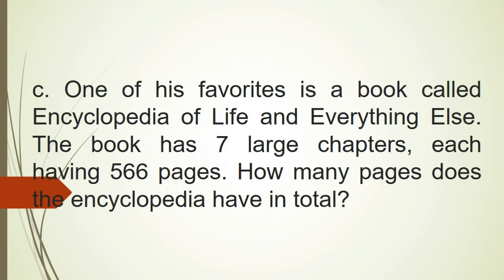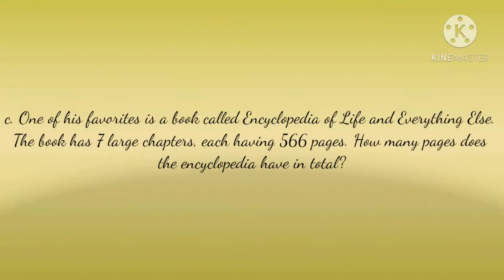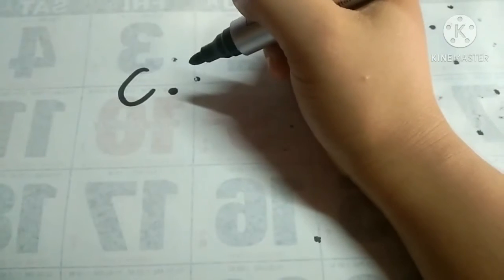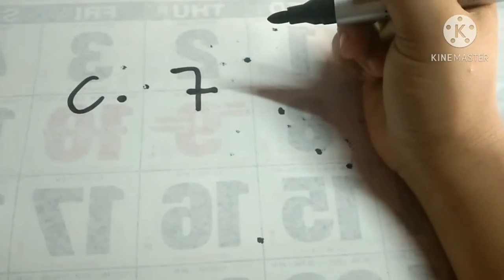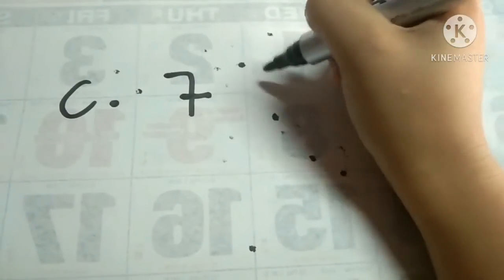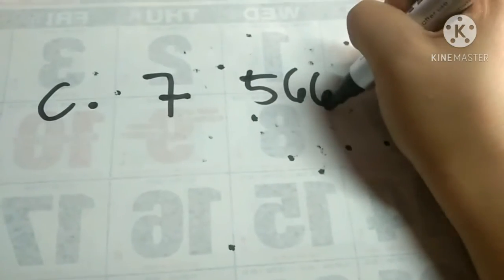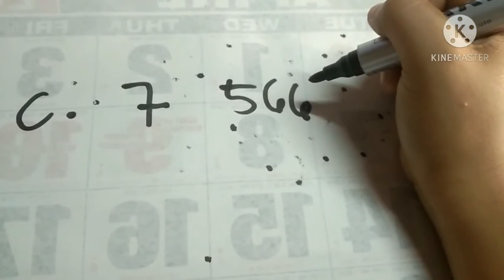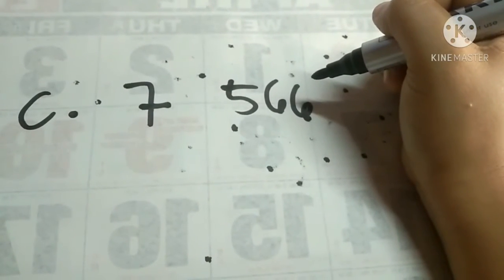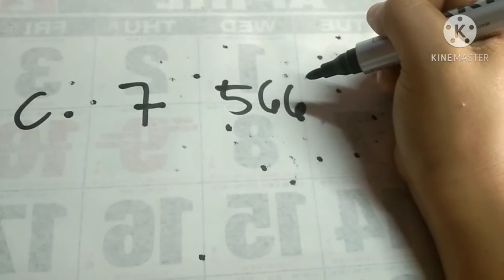Letter C. One of his favorites is a book called Encyclopedia of Life and Everything Else. The book has 7 large chapters, each having 566 pages. How many pages does the encyclopedia have in total? Question. The book has 7 large chapters, each having 566 pages. The question is, how many pages does the encyclopedia have in total?